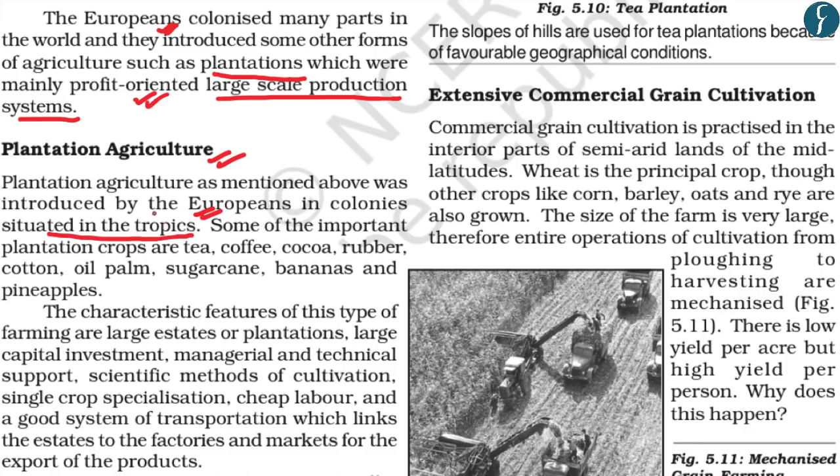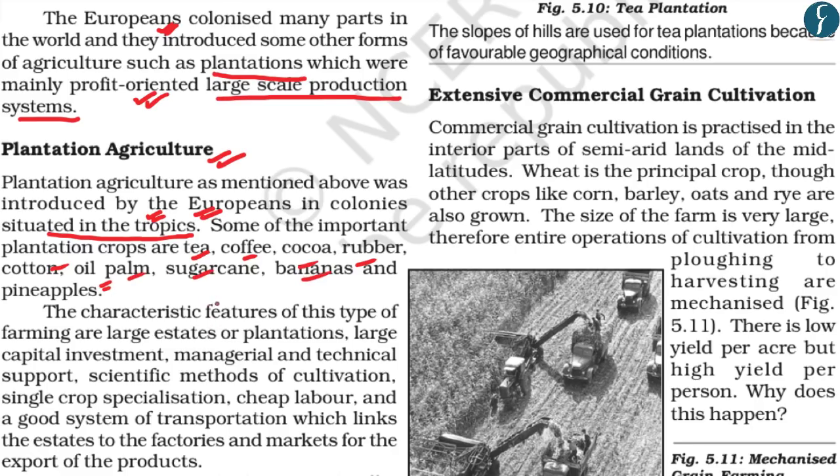Now as we also understood in the class 8th book also, that most of the plantation agriculture is followed in the tropical region. And some of the important plantation crops are tea, coffee, cocoa, rubber, cotton, oil palm, sugarcane, bananas, and pineapples.